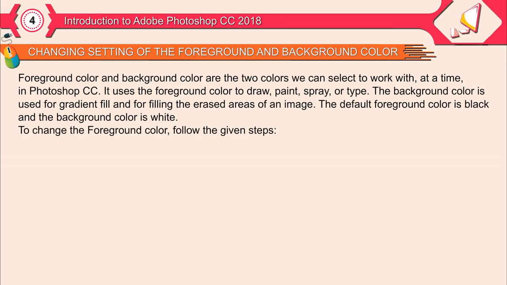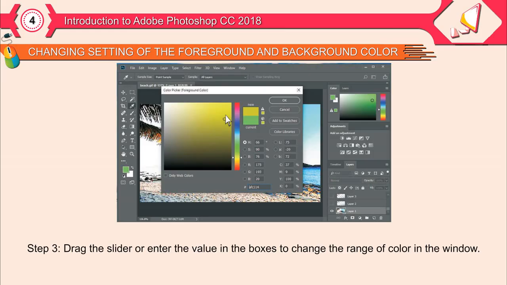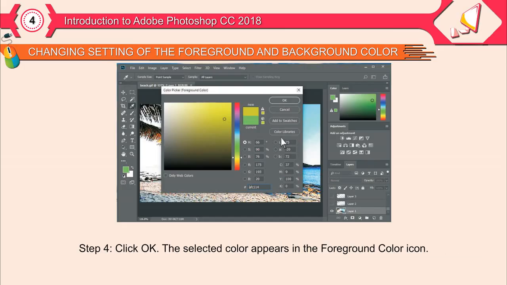To change the foreground color, follow the given steps. Step 1. Click on the foreground color icon in the Tools panel. The Color Picker dialog box will appear. Step 2. Click in the color box to select a color. Step 3. Drag the slider or enter the value in the boxes to change the range of color in the window. Step 4. Click OK. The selected color appears in the foreground color icon.